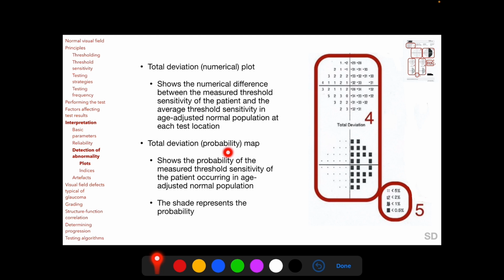And the probability total deviation map shows the probability of the measured threshold sensitivity of the patient occurring in age-adjusted normal population. And this probability at every location is represented by a shade, with the probability values for each shade given in the key below the plot. So the shade corresponding to this test location shows that the probability of this threshold sensitivity occurring in an age-adjusted normal population is less than 0.5%.